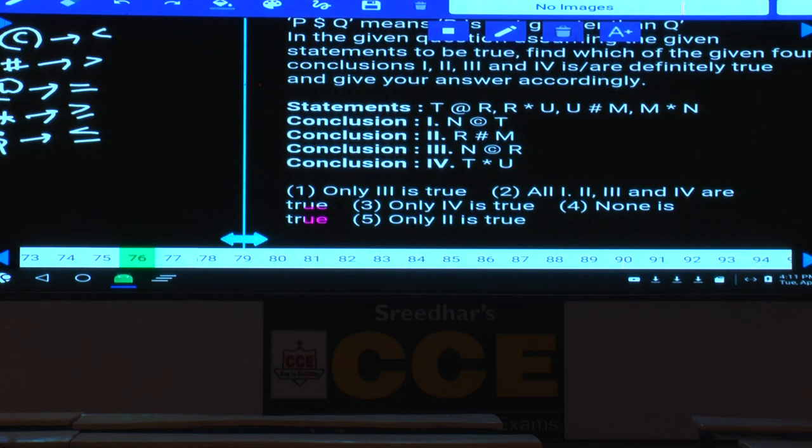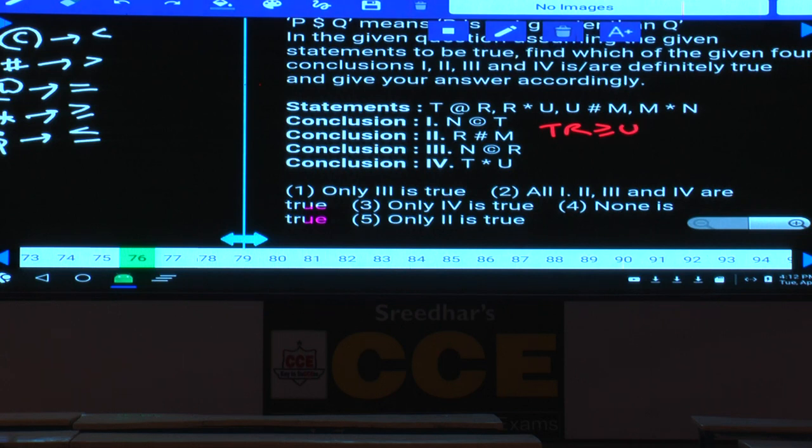T at the rate of R means T equals R; T and R are one and the same. R star U: star stands for R greater than or equals to U. And U hash means U greater than M. And M star means M is greater than or equals to N. Isn't it? Now the first one, copyright.